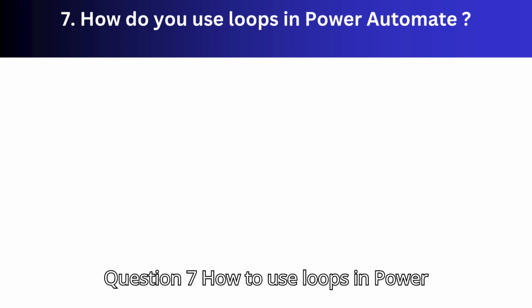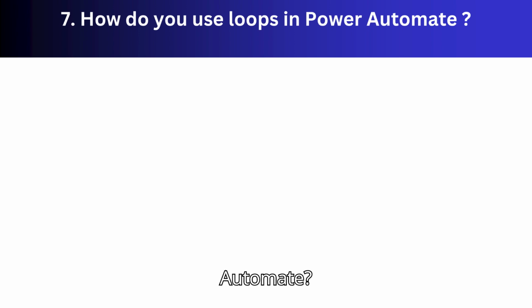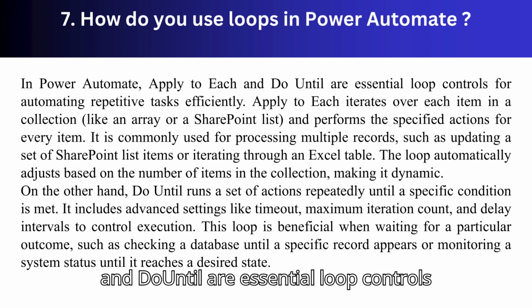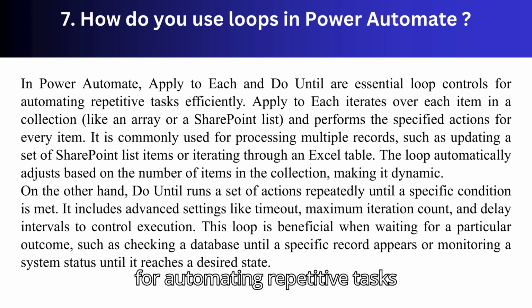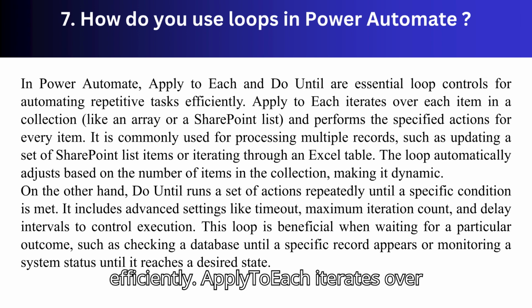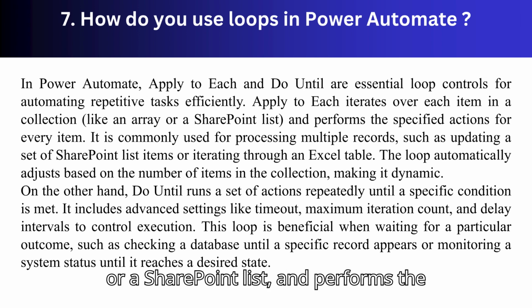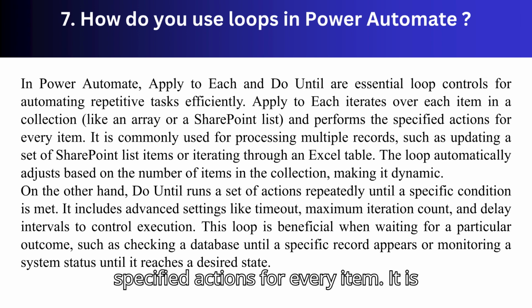Question 7. How to use loops in Power Automate? Answer: In Power Automate, apply to each and do until are essential loop controls for automating repetitive tasks efficiently. Apply to each iterates over each item in a collection, like an array or a SharePoint list, and performs the specified actions for every item.